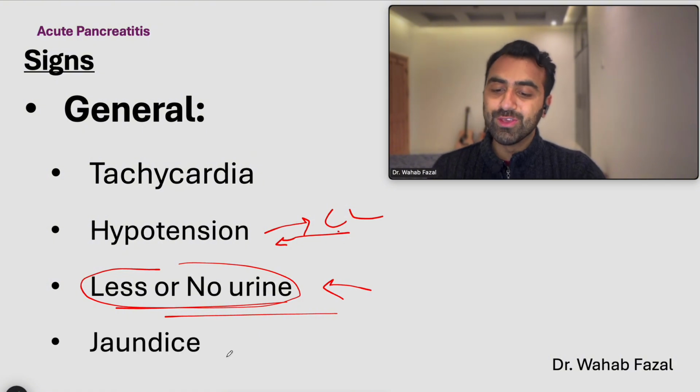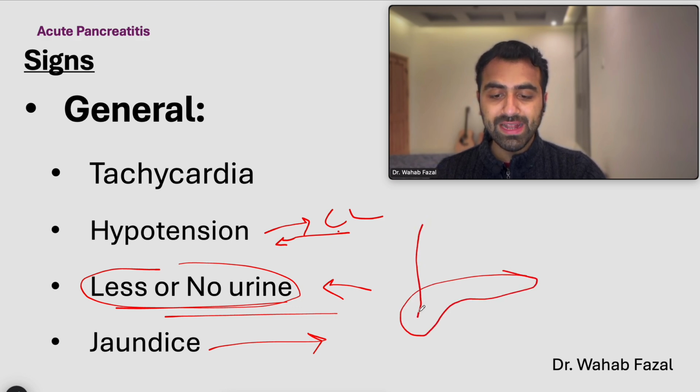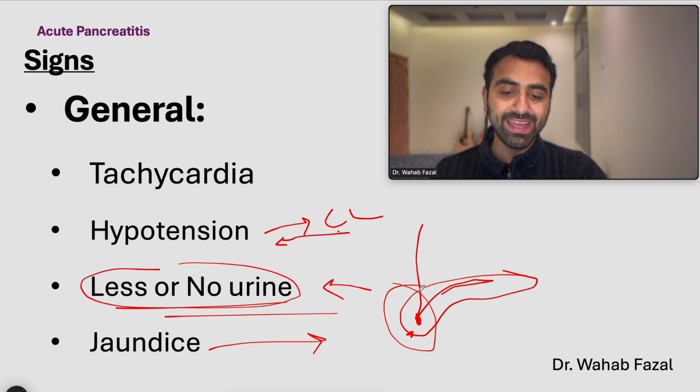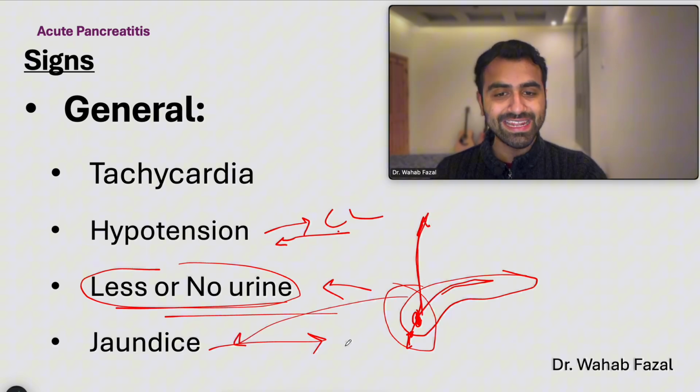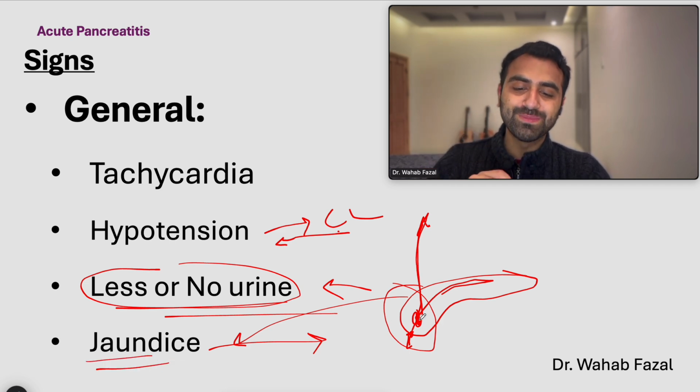What else can you have? You can have jaundice, and this varies depending on the cause of pancreatitis. If this is the pancreas, the common bile duct is coming here, and if you have something blocking this exit, like a stone or a cancer or a problem with this muscle right here, then you have blockage of the bile, and the bile will start building up in your body and cause scleral icterus, yellowing of the eyes, and jaundice, because of buildup of bilirubin when the CBD is blocked.